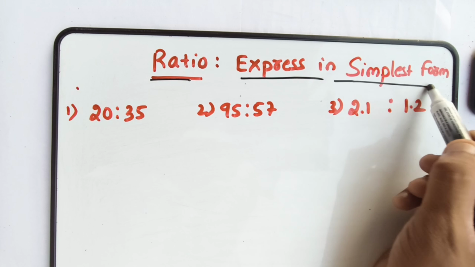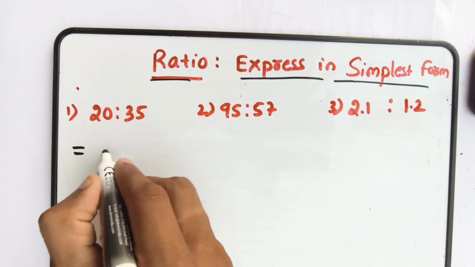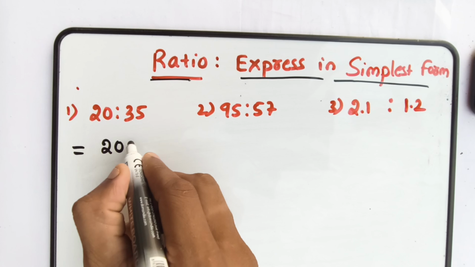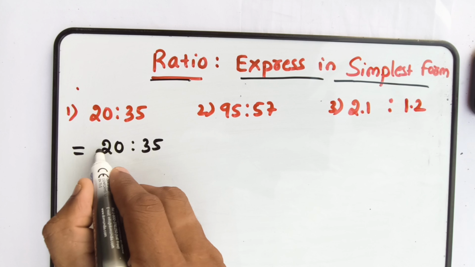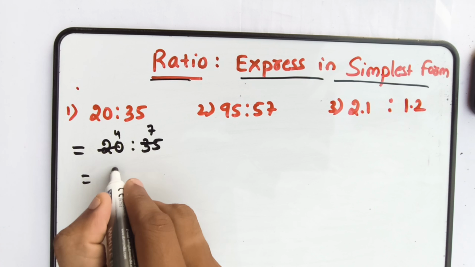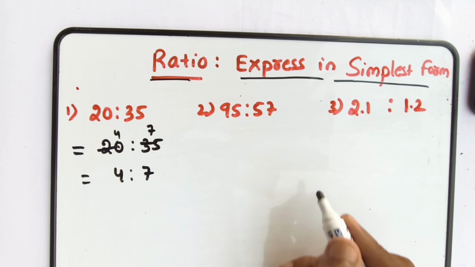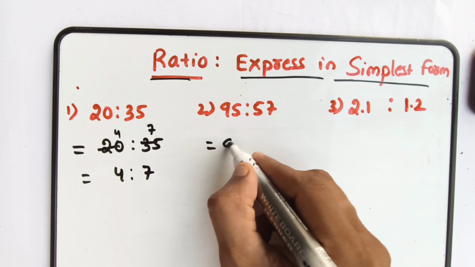Let us solve some top 10 questions on the ratio. First one, express in the simplest form 20 ratio 35. See, ratio is nothing but division. We have to cancel this. 5 4s are 20, 5 7s are 35. 4 ratio 7 is the answer, that is in the simplest form. Again, I cannot divide this, therefore I call it the simplest form.